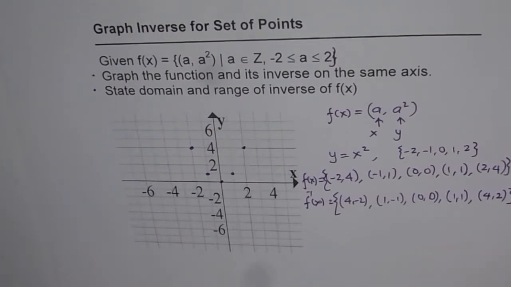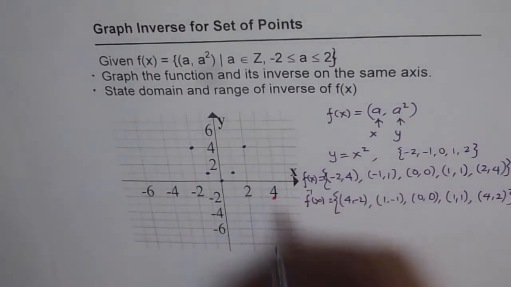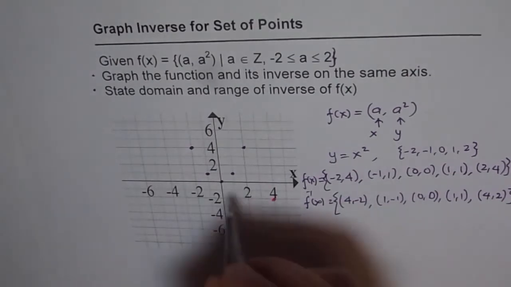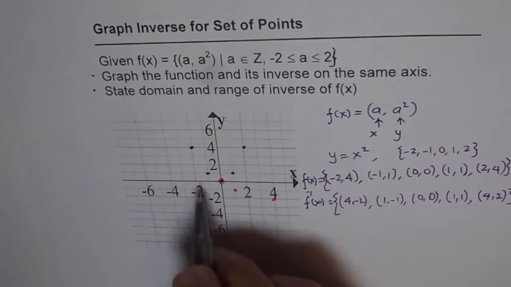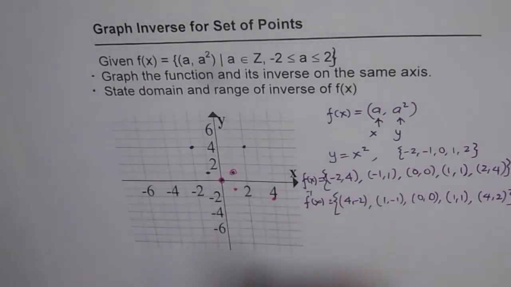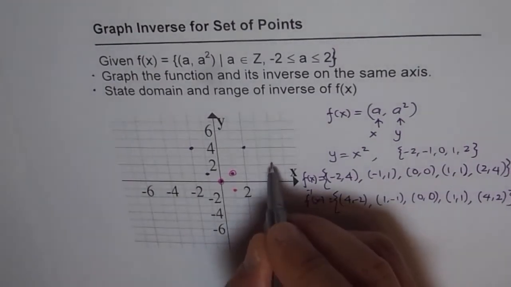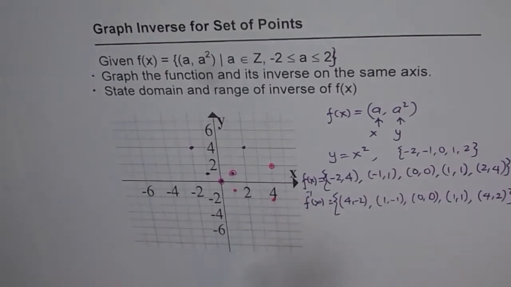And if we have to plot the inverse of the function on the same axis, what do we get? (4, minus 2). (4, minus 2) is this one, right? (1, minus 1) is here. (0, 0) is right there, common between the two, an invariant point. (1, 1) is also invariant. Do you see that? And (4, 2). So these are the points which you get, and that is the function which we are talking about. So the inverse of the function is shown to you in this color, right?